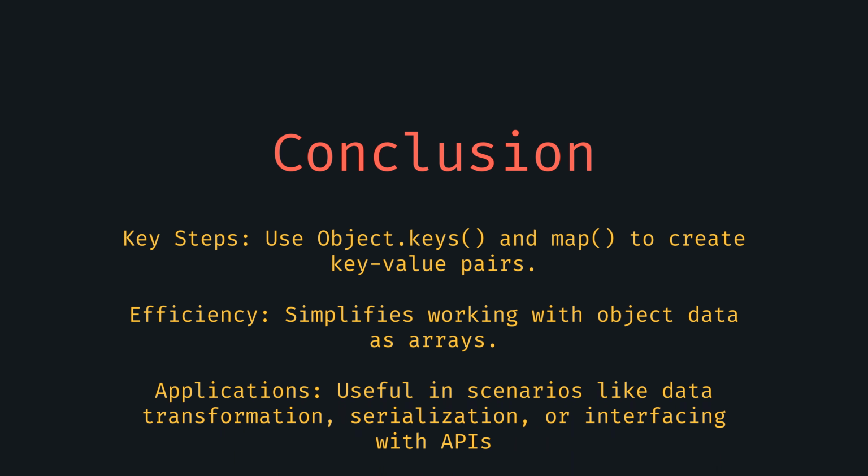In this tutorial, we explored how to transform an object into an array of key-value pairs. This method is efficient and widely applicable, particularly in data manipulation tasks or when working with APIs that expect array data formats.